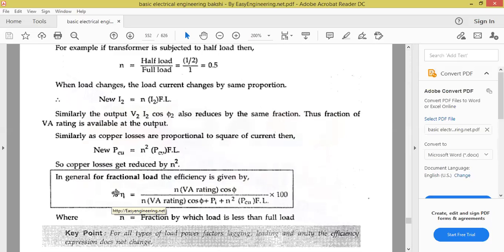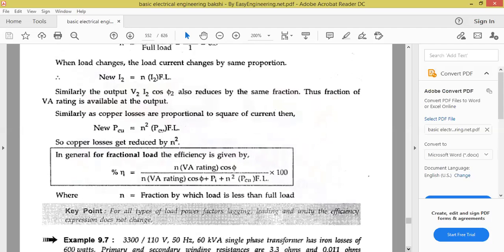Efficiency at any load equals the fractional value small n, n into VA rating into cos theta, by n into VA rating into cos theta plus iron loss plus n square into copper loss at full load. VA rating means voltage into current value, which is mentioned in the problem. So remember this formula. How did we get it? It is based on the derivation we just did: output power by input power. Input is equal to output plus losses. This is the input, output by input, and percentage efficiency is multiplied by 100.